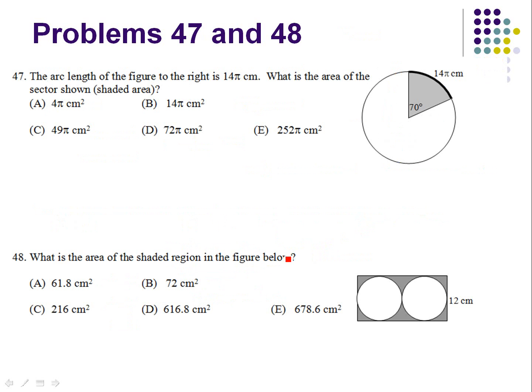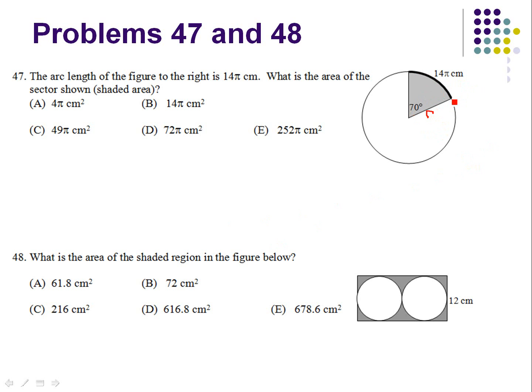Okay, question 47. When we work with arcs and we work with either sectors or arc lengths, there are fractions of our circle. So they gave us an arc length of 14 pi, but they want to know the area of the sector. Well, in order to do this problem, I need to figure out what the radius is first. I've got to do a sub-problem.